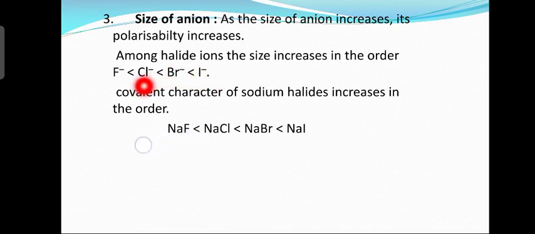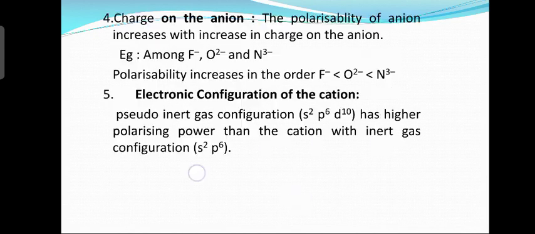This you know, that fluorine is the topmost under halogens and iodine is the bottommost. So covalent character of sodium halides increases in the order sodium fluoride, sodium chloride, sodium bromide and sodium iodide. Okay. Next slide.